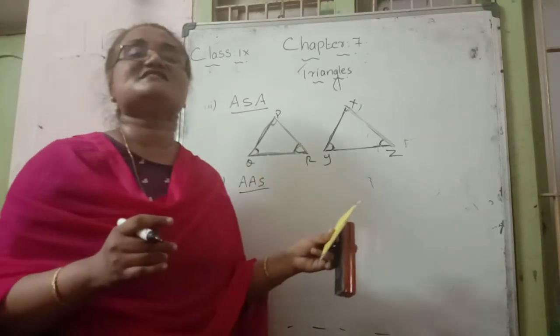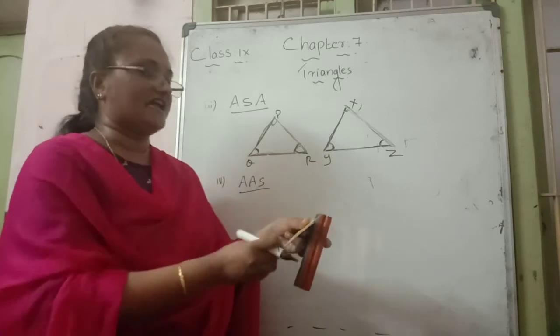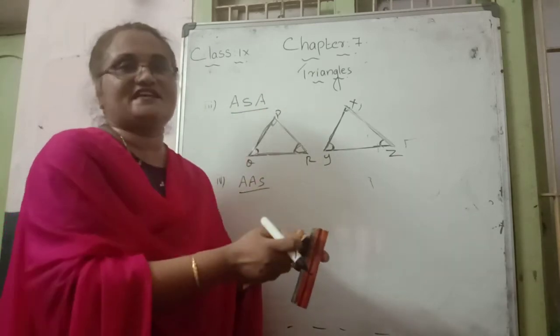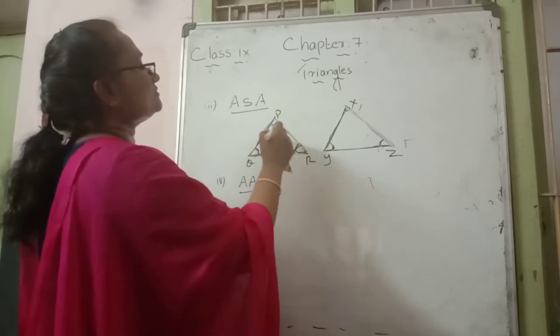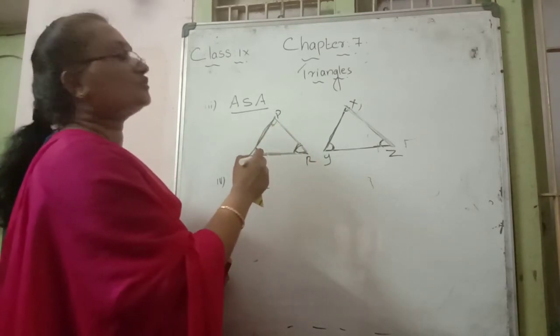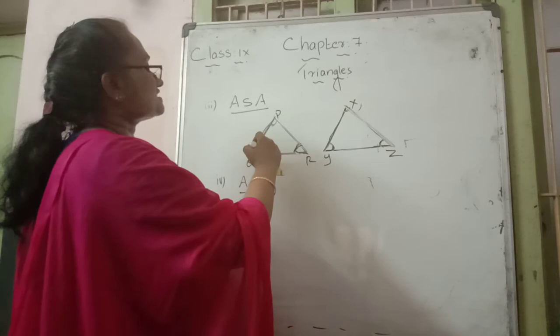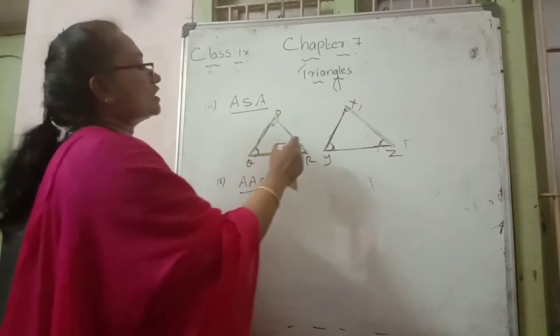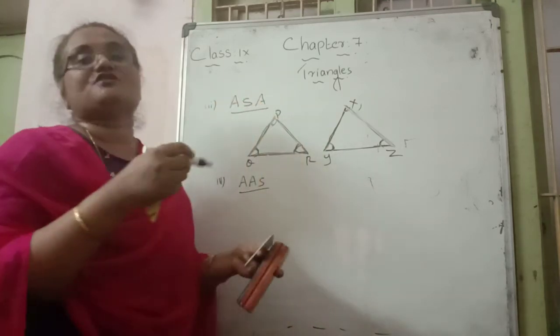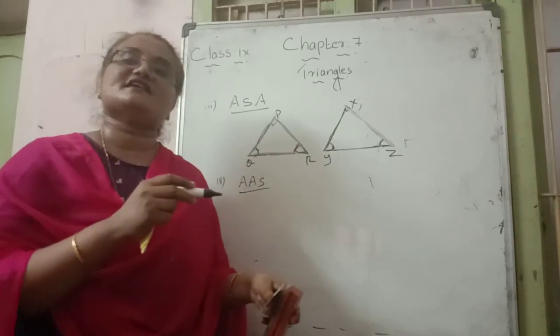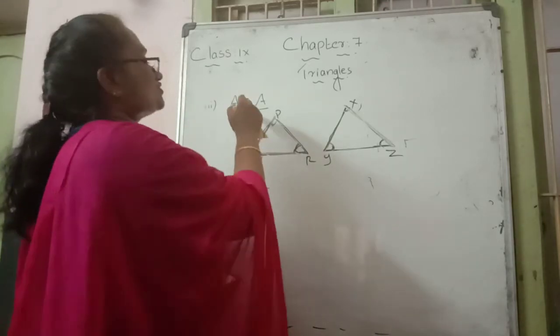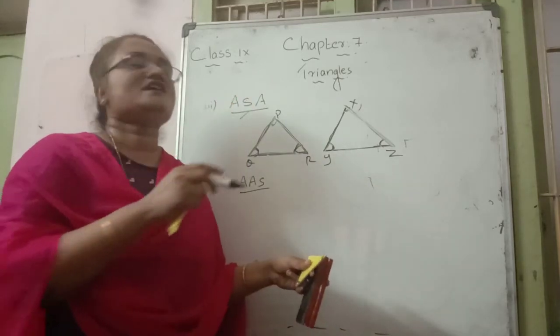One more is the AAS property also. AAS property means angle, angle, side: two angles and a non-included side. That means suppose you take Q and R angle, then the non-included side could be PQ or RP. In the non-included side case, we apply which property? AAS property. Here we use the ASA property only.